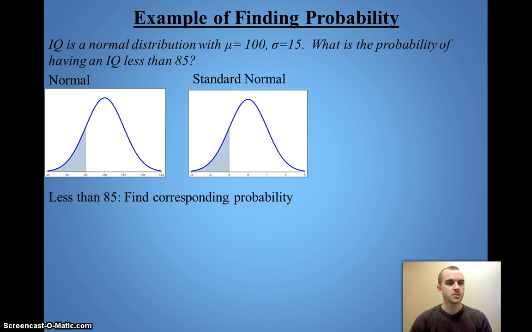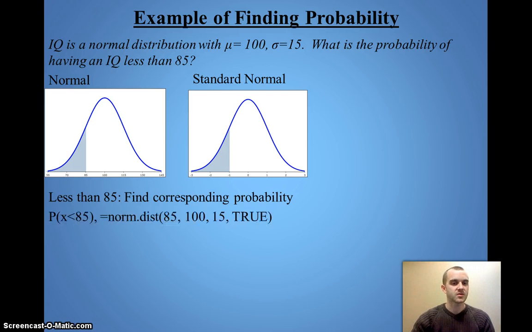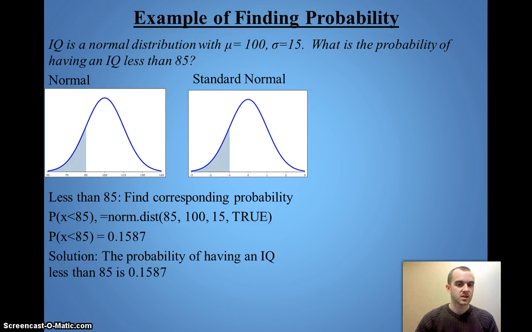So if I solve this problem with just the normal distribution, I'd be looking at the probability x is less than 85, so I just use the typical norm.dist. Directly plug in 85, directly plug in 100, directly plug in 15. Put that in Excel, and I get just under 16%. So I'd say the probability of having an IQ less than 85 is just under 16%.